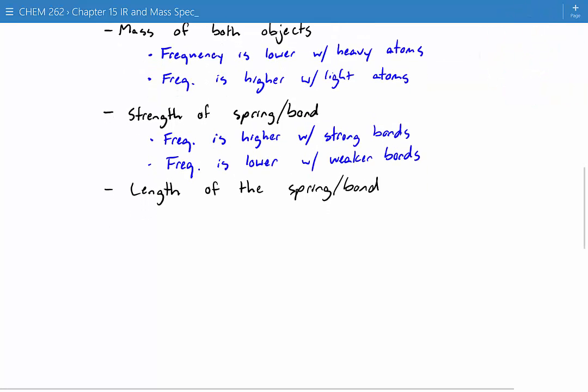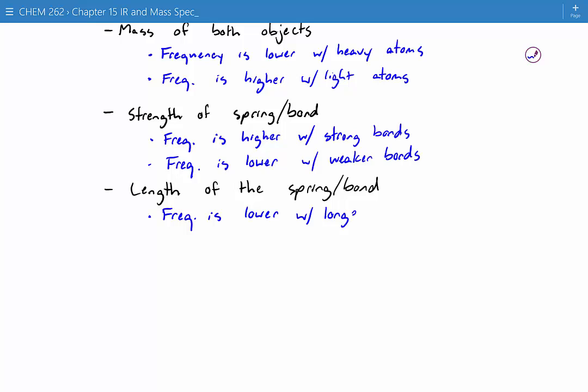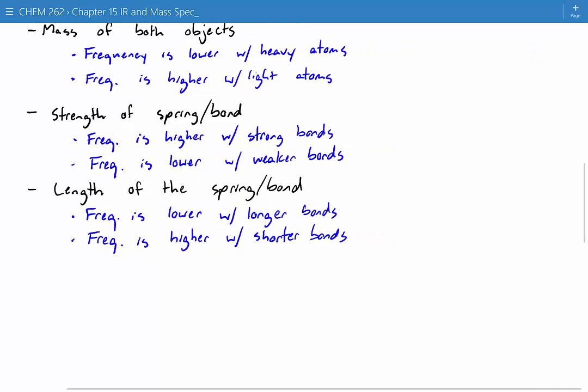So if we think about this, if we've got a really, really big, long spring, the frequency is going to be lower. So frequency is lower with longer bonds. And the frequency is higher with shorter bonds. And really the example that I use to clarify this is, well, what do I mean by longer and shorter bonds? How does that deviate from stronger and weaker bonds?